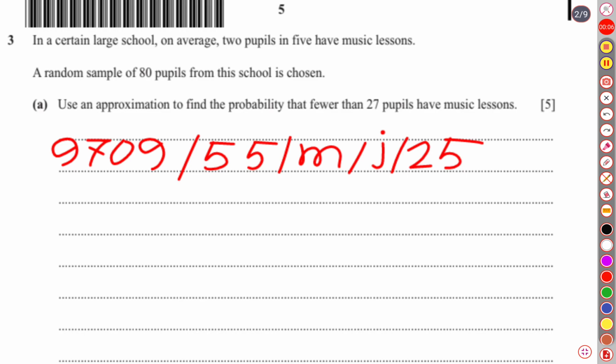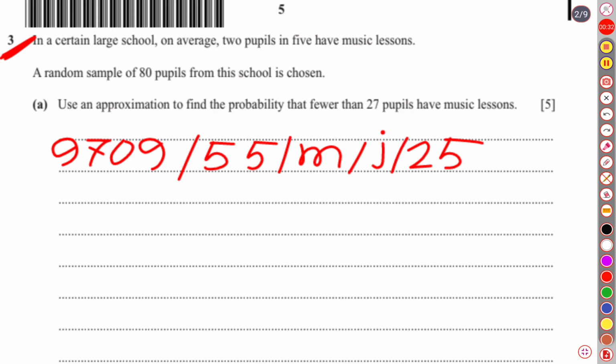Today we are going to solve some questions on normal approximation to binomial distribution. And the first question we have chosen is from the paper 9709/55 for the session May June 25. And definitely we are going to solve question number 3. Okay, let's read question number 3 of this paper.